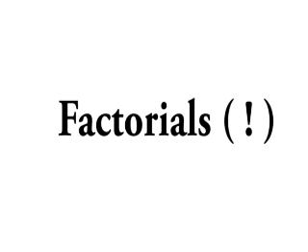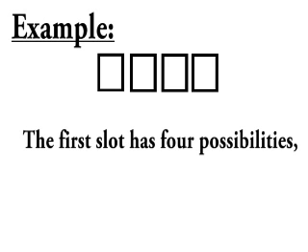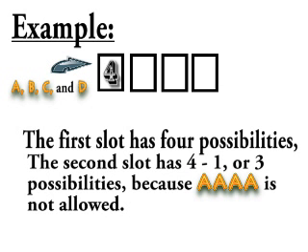Going back to the previous example, if repetition were not allowed, the first slot would have 4 possibilities: A, B, C, and D. The second slot would have 4 minus 1 possibilities, because we cannot repeat the letters used in previous slots. The third slot and the fourth slot follow the same conditions, and therefore will have 2 choices, and then 1, respectively. 4 times 3 times 2 times 1 equals 4 factorial.